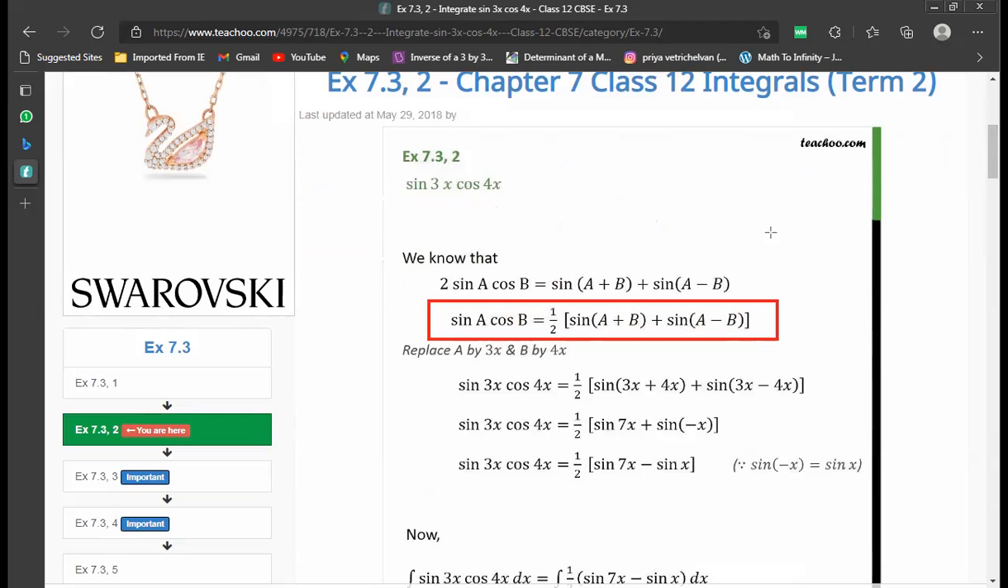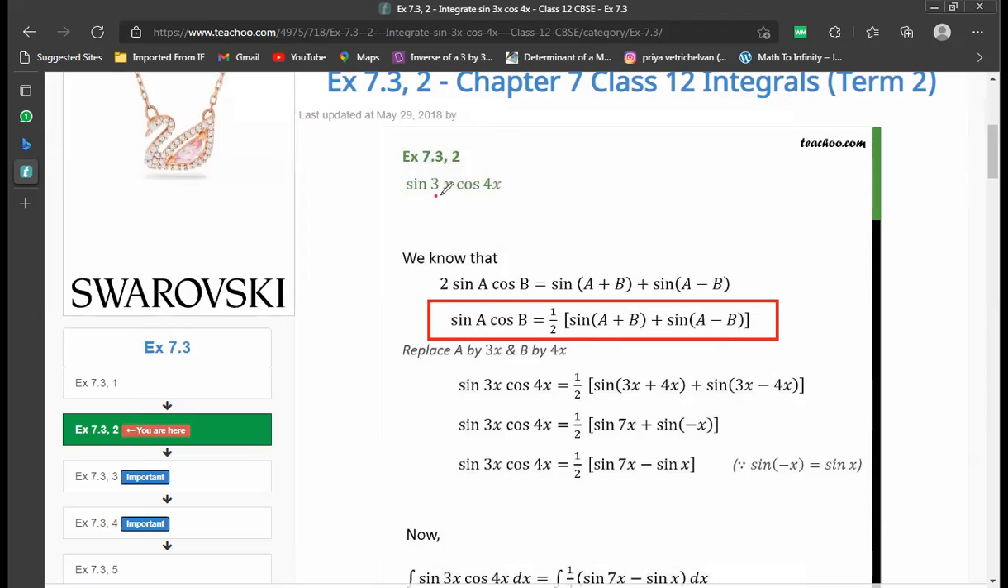You do have, I think, eight formulas in this combination, like sine A cos B, cos A sine B, like that. Not cos A sine B, like sine A sine B, cos A cos B, like that. So sine A cos B can be written as 1 by 2 into sine of A plus B plus sine of A minus B.